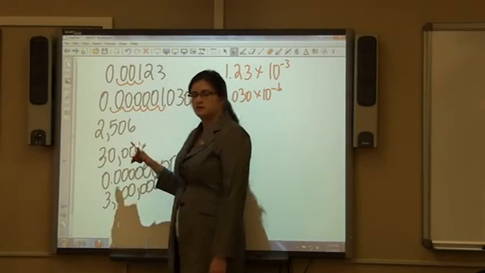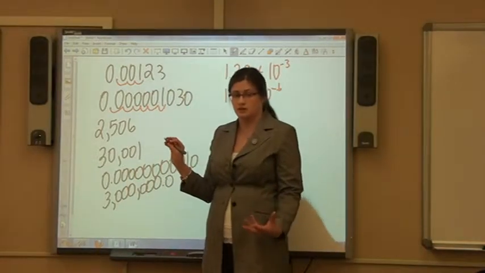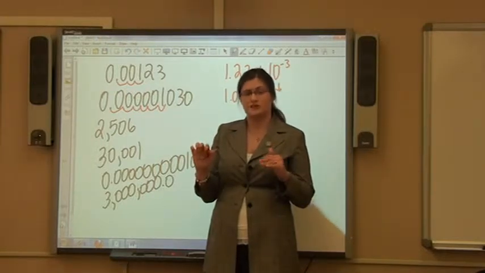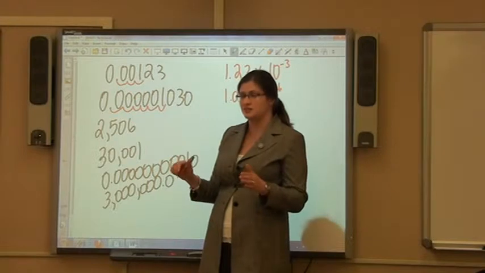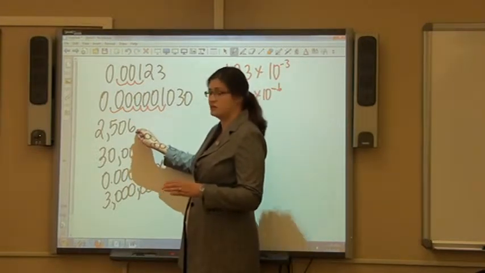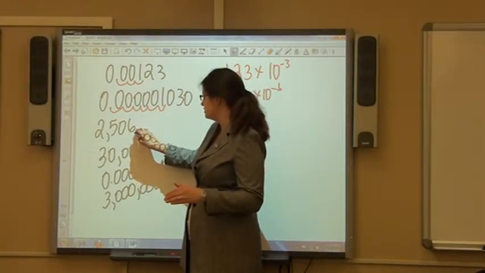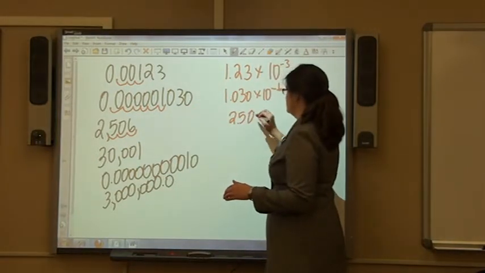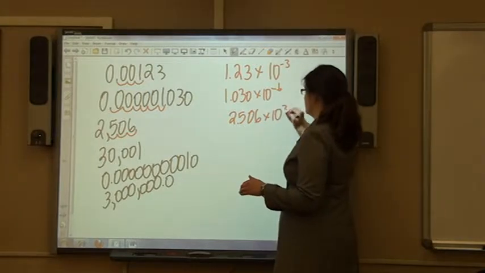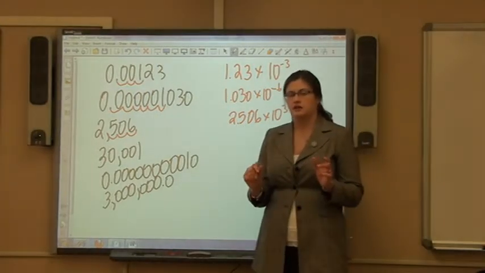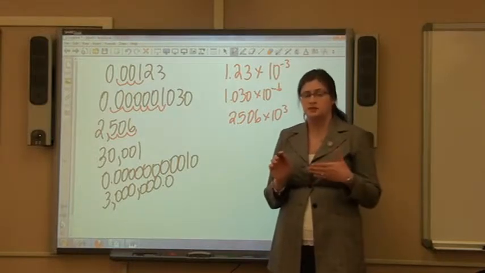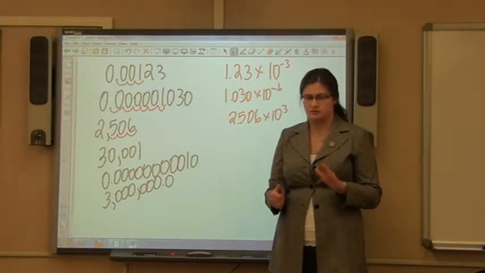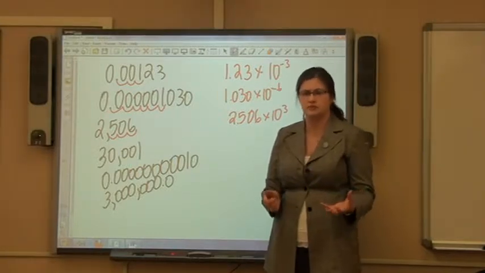Now in this case, there's no decimal point that's explicitly written. But remember that there's always a decimal point at the end of a number if there is not one explicitly stated. So here's where my decimal point is. I have to move it to the left 1, 2, 3 times. So here I'll have 2.506 times 10 to the positive 3. And now just a matter of convention, you don't write the plus in front of the 3 because if it's positive, the plus sign is implied by just the number 3.